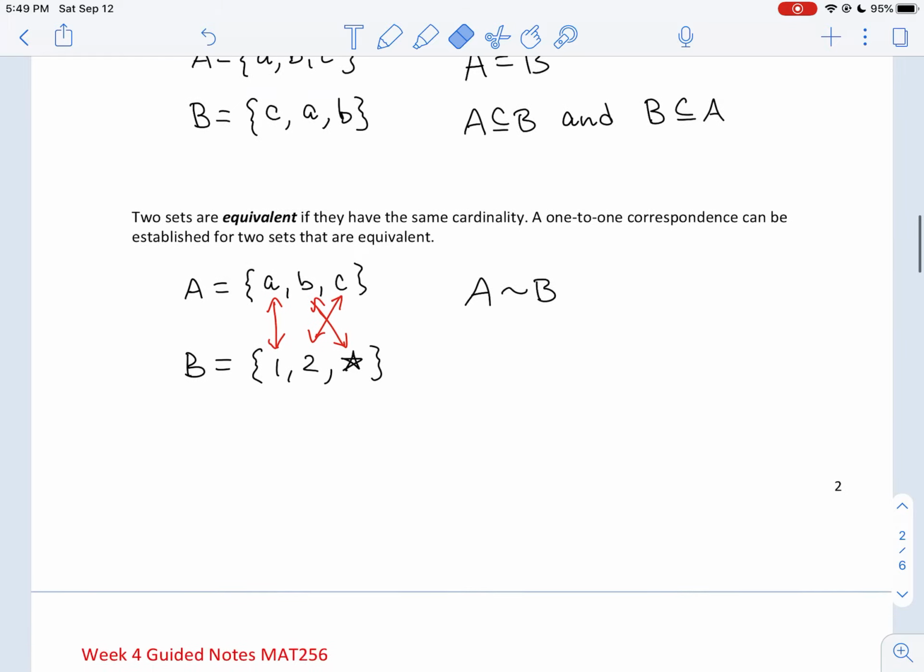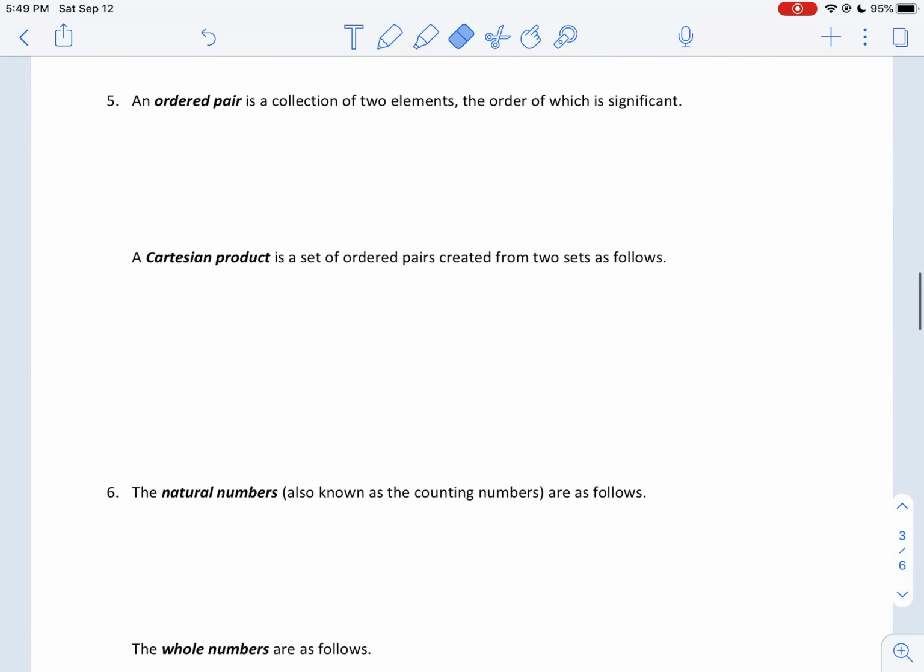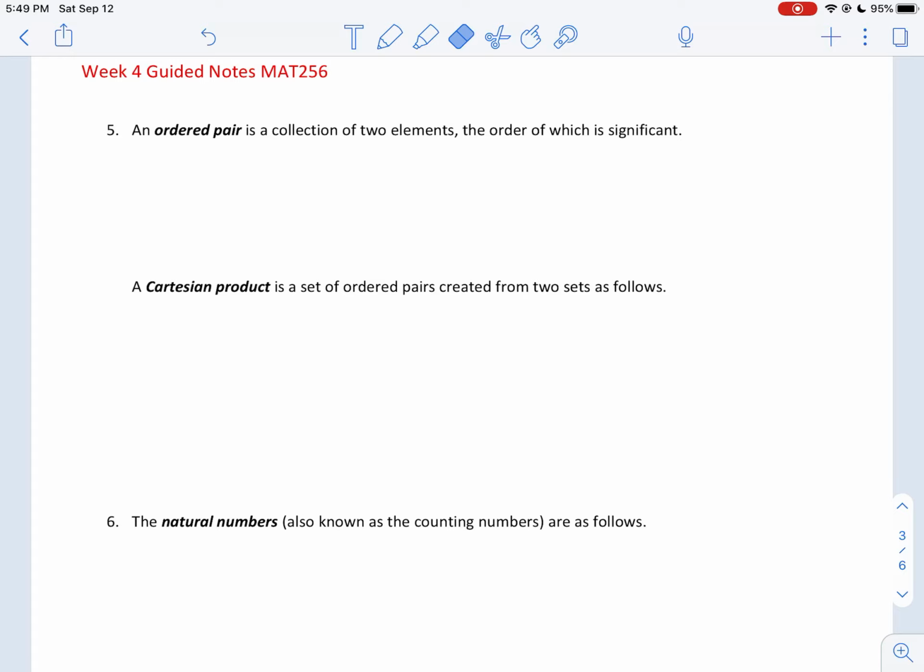Okay, let's go on to item 5. An ordered pair is a collection of two elements, the order of which is significant. Normally ordered pairs are put in a set of parentheses, and you've probably done this before in math, like (3, 2) is a point. It's an ordered pair. It's not the same thing as (2, 3), right? That's what I mean when I say the order is significant. These are considered different ordered pairs.